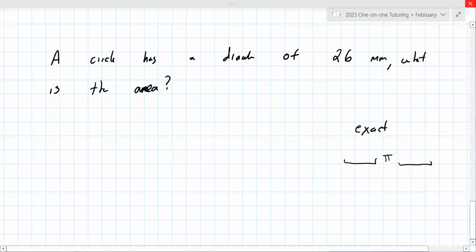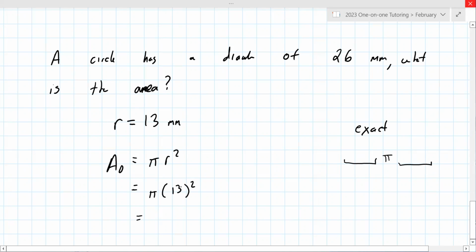Okay, so that would be 13 pi, or pi times radius, pi times 13 squared. Yes. Okay. So I'm finally hearing some really good stuff here. So the radius is 13 millimeters. And the area of the circle you just gave me, pi r squared, pi times 13 squared.